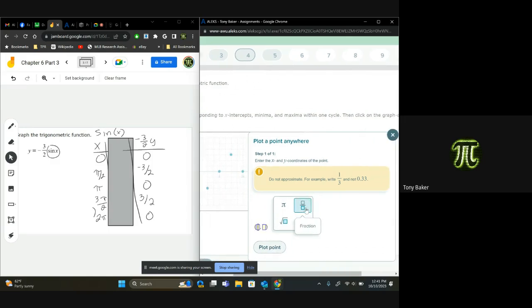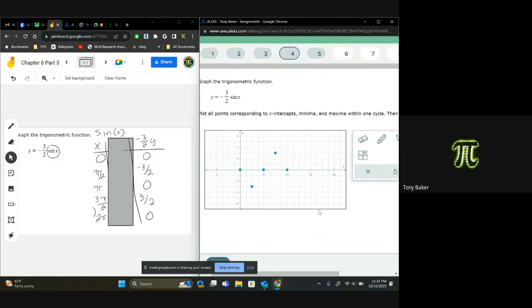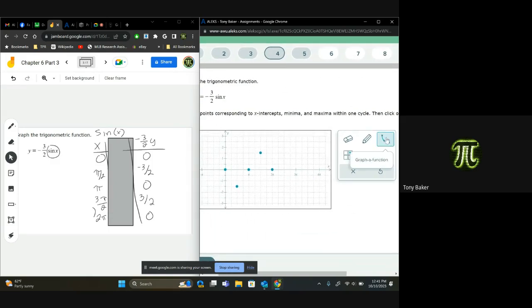No problem. All right, so we've plotted our points. Once you plot your points, you hit the little graph tool, and it gives you a nice graph. If it doesn't give you a nice graph, you screwed up. Okay? So my new point is 0, 0. It's going to be negative 3 over 2 to positive 3 over 2.